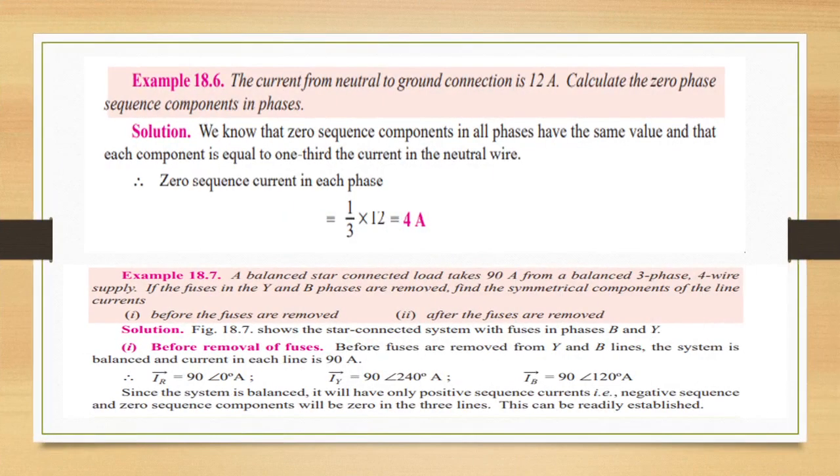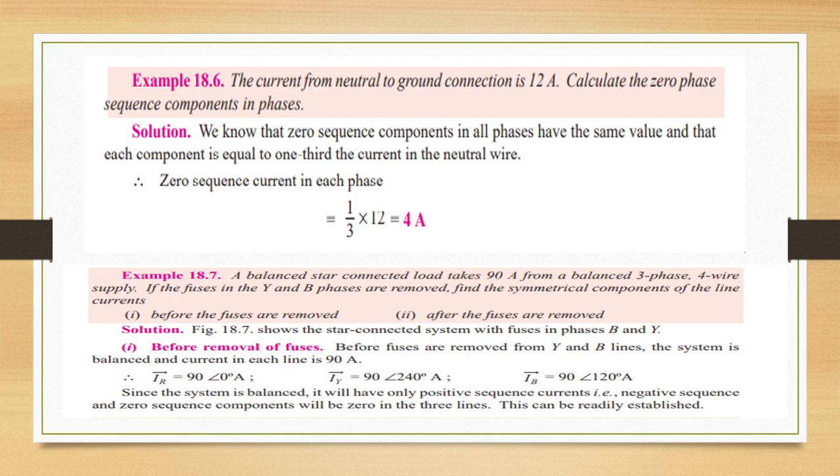Next numerical, current from neutral to ground connection is 12 amps. Calculate zero phase sequence component in phases. So we know that zero sequence components in all phases have the same value and that each component is equal to 1/3 the current in the neutral value. So therefore zero sequence current in each phase is 1 by 3 into 12, that is 4 amps.